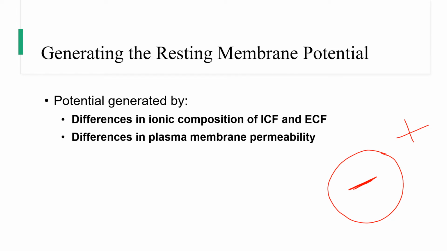Okay, and it's also going to be generated by the plasma membrane permeability. So if the plasma membrane is very permeable to sodium ions, for example, then you wouldn't potentially be able to have this charge, because the sodium ions would want to move through into the cell, and then you wouldn't really have this difference in the charge on the different sides of the membrane.